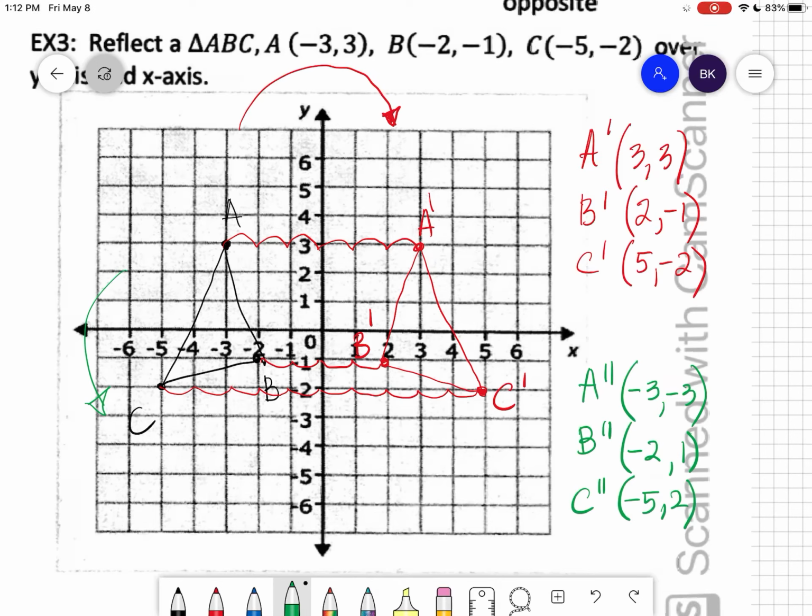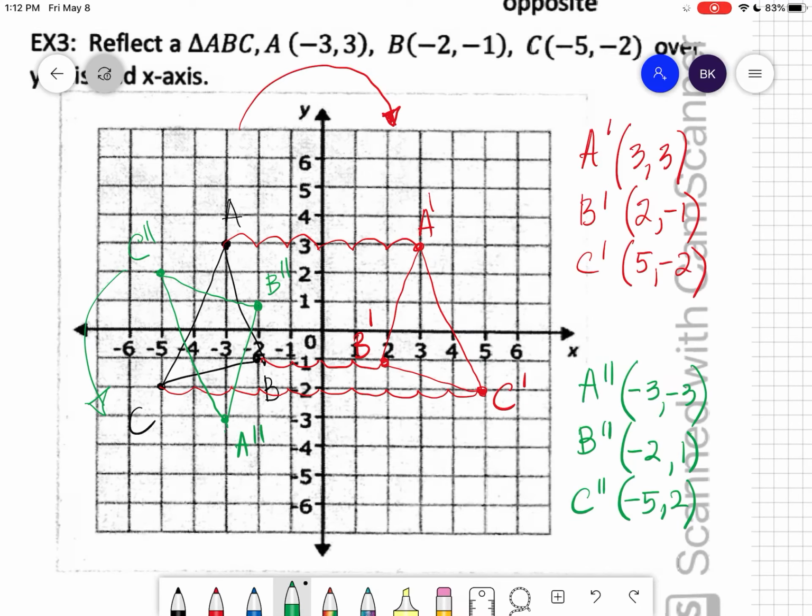and +2. Okay, now that I've done that, I'm going to go back and plot these points. Let's see, -3, -3. Okay, that's A prime prime. B is -2, 1. -2, 1 is right here. That's B prime prime. And C prime prime is -5, +2. Okay, that's my C prime prime. Okay, and I'm just going to connect them. 1, 2 and 3. Okay, my shape is better.